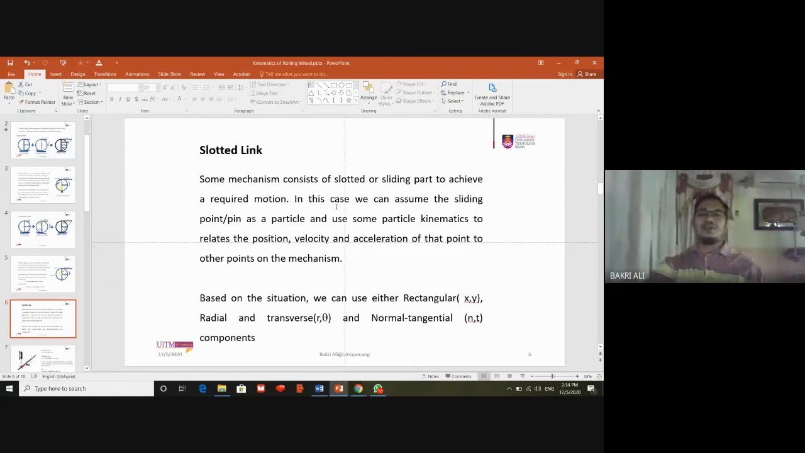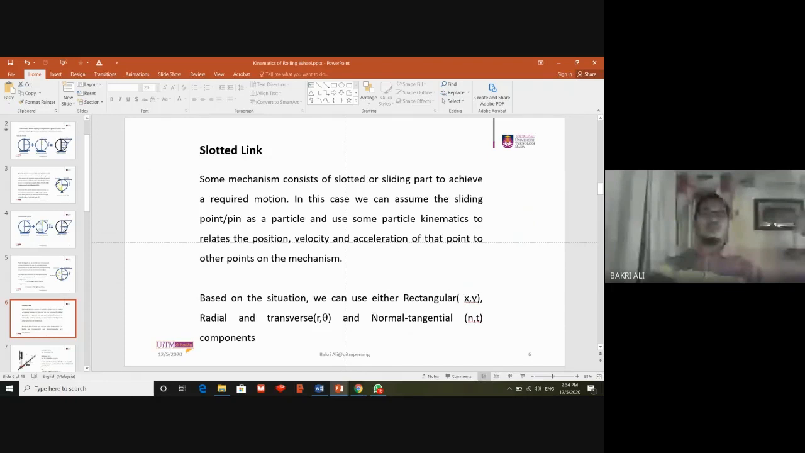In this case, we can assume the sliding point or the sliding pin as a particle, and we can use some of the particle kinematic formulas to relate the position, velocity, and acceleration of that point to other points on the mechanism. So, if we have a slotted link, normally the thing that moves in the slot is a pin. So that pin we can consider a particle.